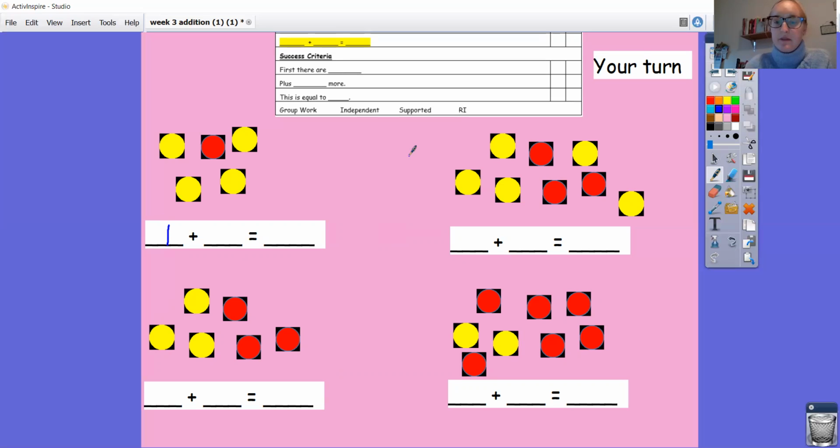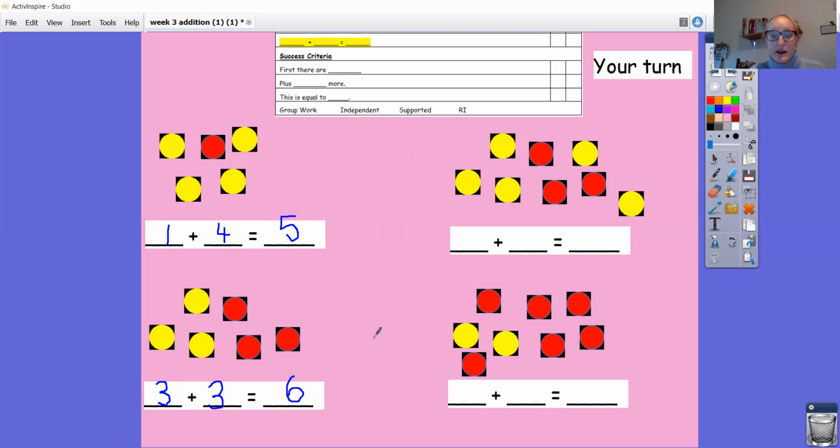Okay, so pause it if you haven't still finished, and the rest I'm going to show you now how we work them out and what the answers are, so you can tick them as you go along. So here in this first equation, we've got 1 red part plus 4 yellow parts, and the whole equals 5. Okay, so 1 plus 4 equals 5. Let's have a look at this one underneath. So here we've got 3 red plus 3 yellow, and this is equal to 6.